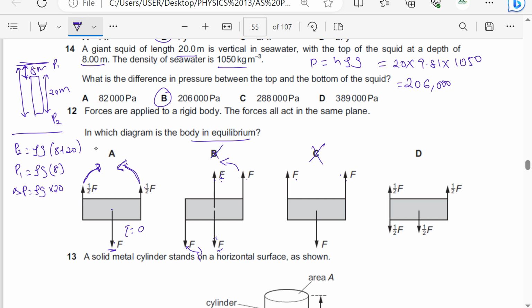Then D. This one has no moment because it's acting at the center. This moment is countered by this one. So these ones cancel out, but this one is not countered. So this is an anti-clockwise moment. So it means our answer is going to be A, because for A, there will be no resultant torque. So the answer is A.